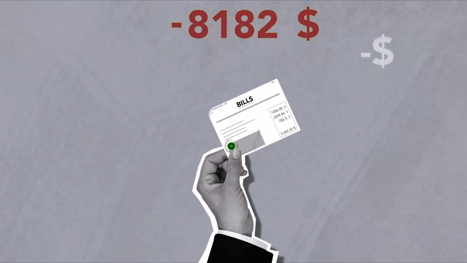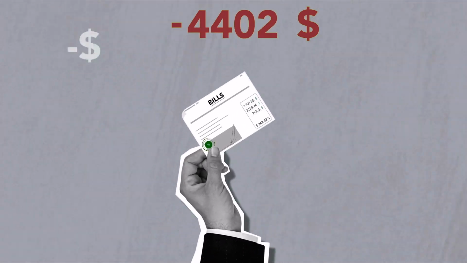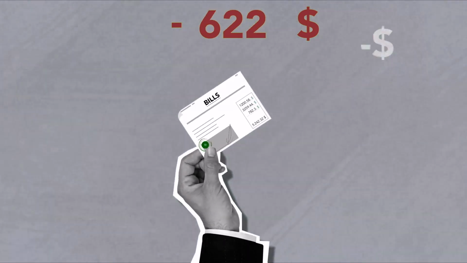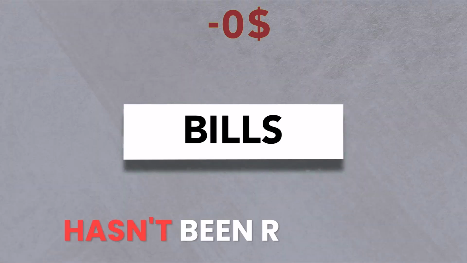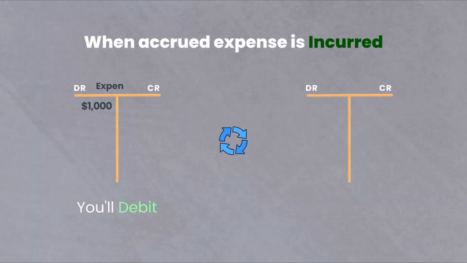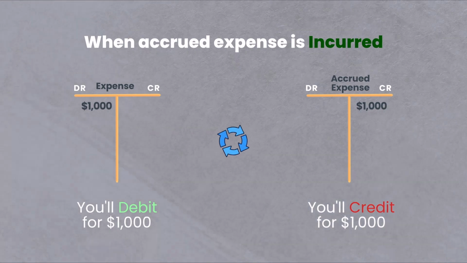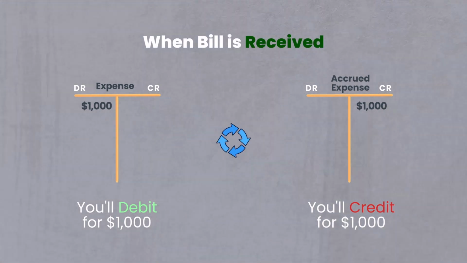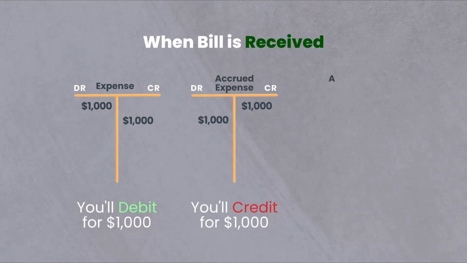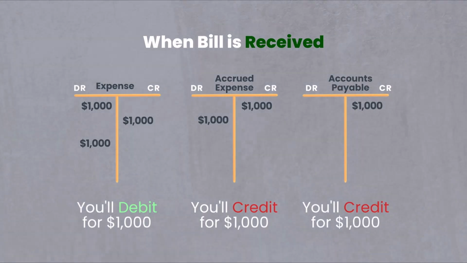It's common to record an accrued expense when you know that the business has consumed something, but a bill hasn't been received. Debit the expense and credit accrued expenses. And when the bill comes in next month, reverse the entry and replace it with accounts payable.